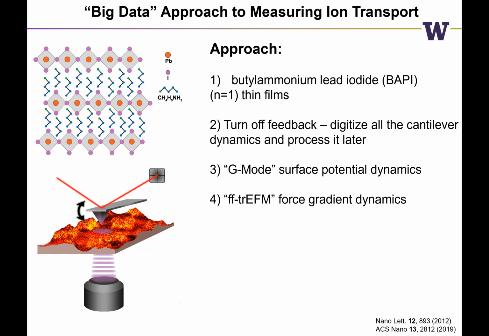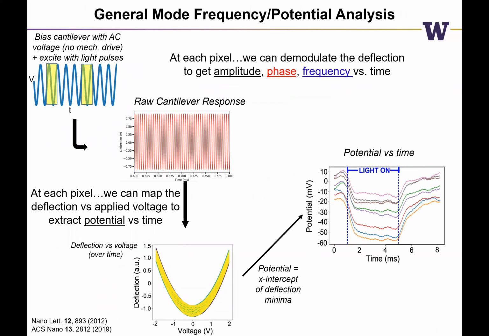In the first approach, this G-mode method, we bias the cantilever with an AC voltage, that is, we're not applying a voltage to shake the piezo explicitly. Then we excite the system with light pulses, so we turn on an LED and shine light on the sample, and then measure the surface photovoltage response with respect to time. The way this is done is that at each individual pixel, we can extract a parabola of the deflection with respect to voltage. And wherever the vertex of this parabola intersects the x-axis, this x-axis being the voltage you are applying directly between the tip and the substrate, that corresponds to the contact potential.